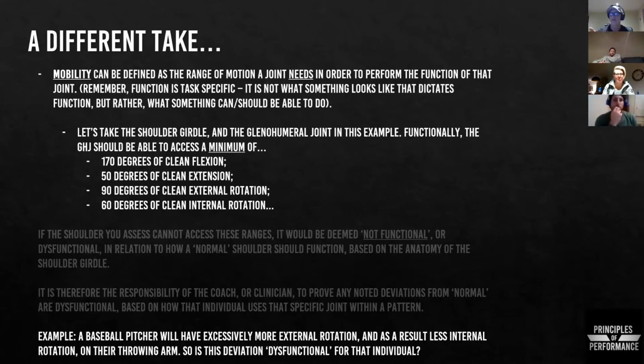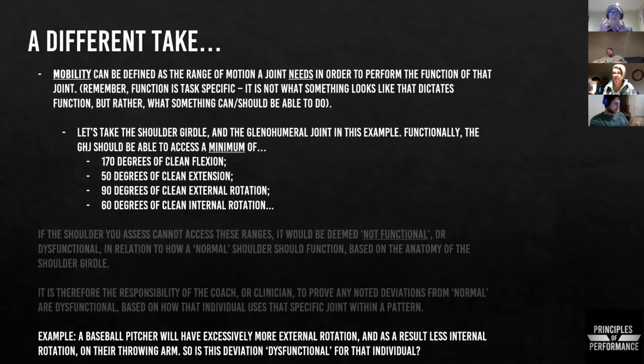So the question you would have to ask yourself, and something that you can ponder, is this deviation dysfunctional for that individual? The obvious answer is no, it is not, because function is task specific. And for this individual, this athlete, the task is to throw a ball as hard and as fast as they can. So they need to access this range. The shifted arc is functional for this athlete, but if they wanted to go and perform as an Olympic lifter and they're trying to press the bar over their head in a jerk, then it may be deemed dysfunctional for the task of the jerk.